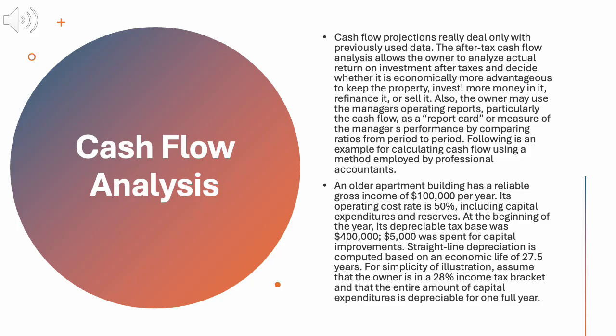An older apartment building has a reliable gross income of $100,000 per year. Its operating cost rate is 50%, including capital expenditures and reserves. At the beginning of the year, its depreciable tax base was $400,000. $5,000 was spent for capital improvements. Straight-line depreciation is computed based on an economic life of 27.5 years. For simplicity of illustration, assume that the owner is in a 28% income tax bracket and that the entire amount of capital expenditures is depreciable for 1 full year.